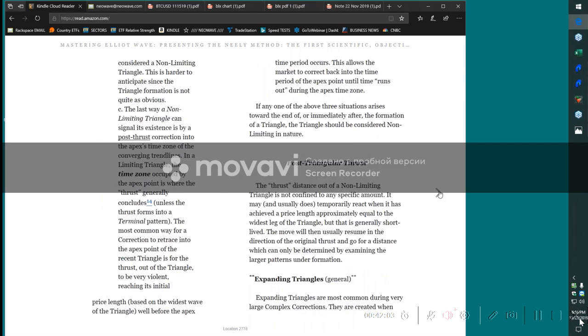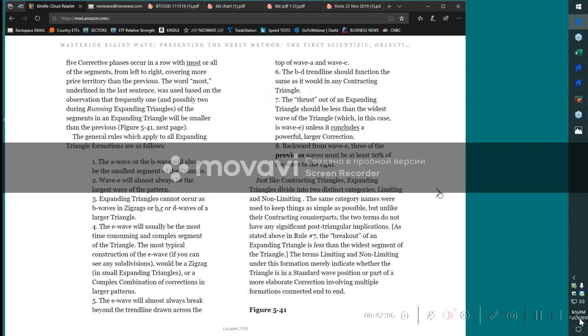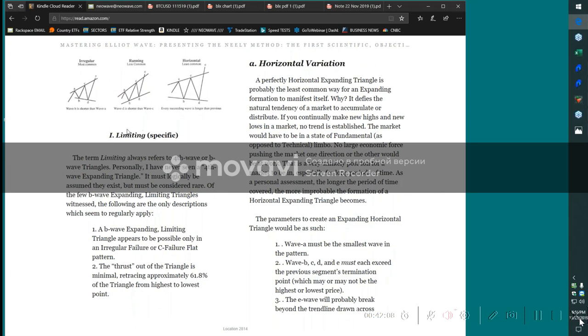Okay, so the post-triangular thrust is what I've already mentioned there. And when you're dealing with expanding triangles, again, you want the A wave to be the most violent wave. The C wave will be generally somewhere between 101 and 161% of wave A, but more similar than different, because the E wave is the wave that's going to be really big, and it'll generally be about 161% of wave A, or 161% of wave B or more, or 161% of the distance from the bottom of A to the top of C. So one of those three possibilities.